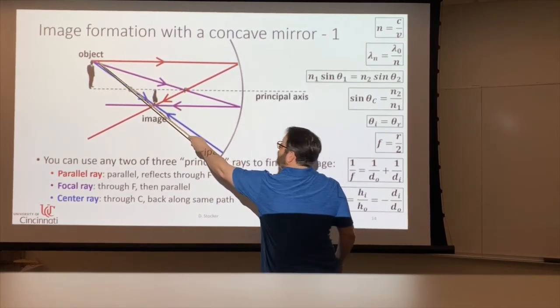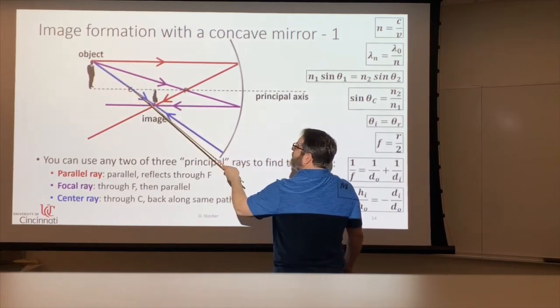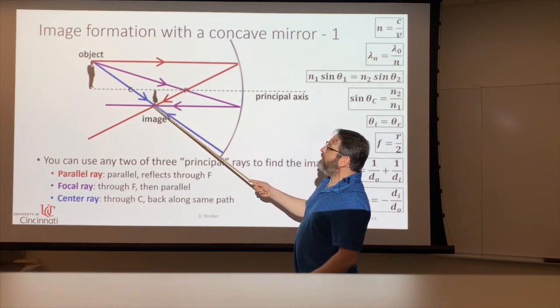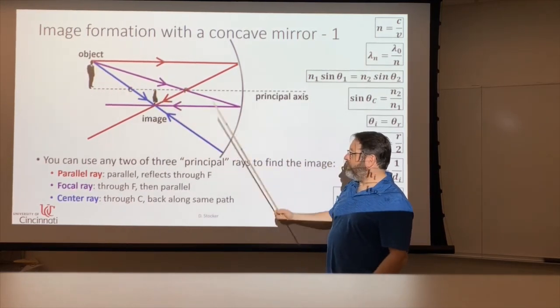If you have the center point, you can just draw a line from there to the mirror and back right through the center point. And you can see that all three of those lines hit in the same place. So this object will form an image here where all those lines come back.